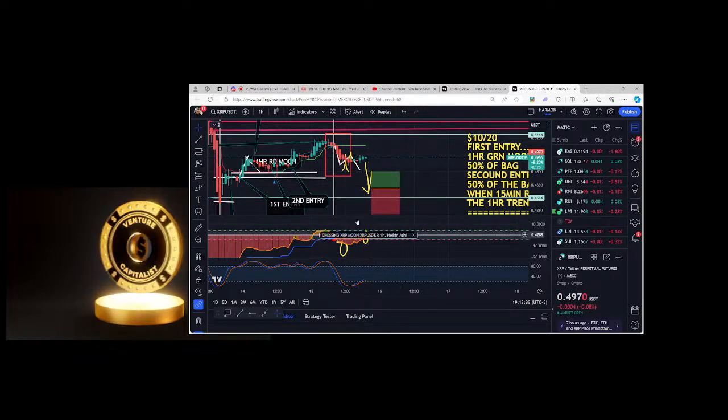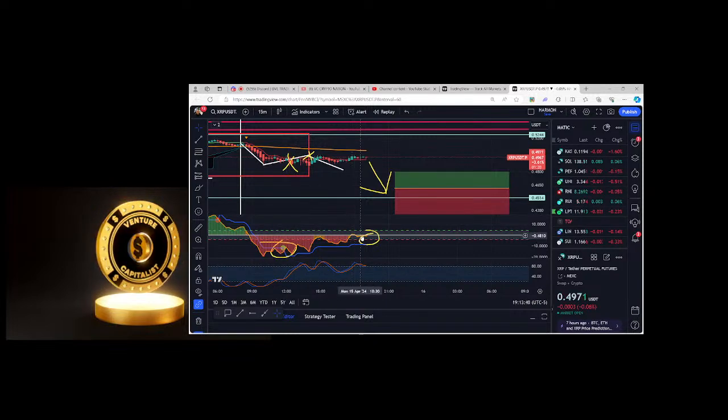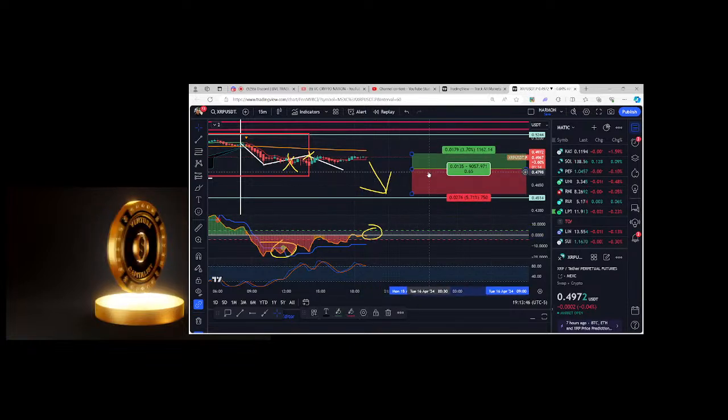But we don't have a long position at this time because why? We don't have a green moon. So we don't have a 1 hour green moon, and we don't have any positive volume on the 15-minute, as we can see. So at this time, there are no trades for XRP on long or short because we don't have the 15 minutes either way.